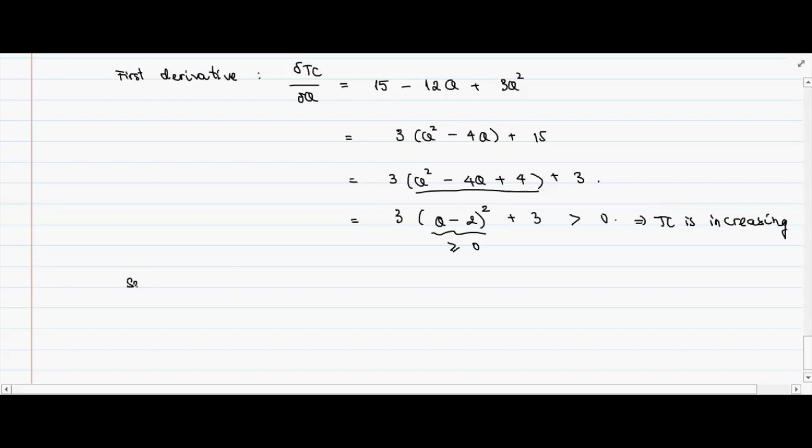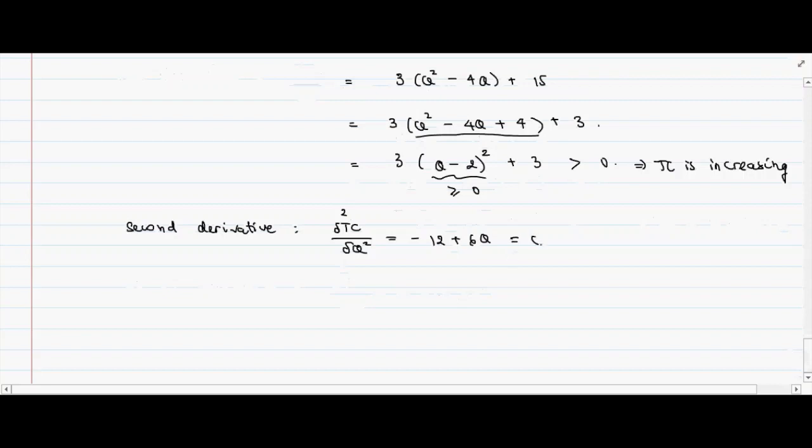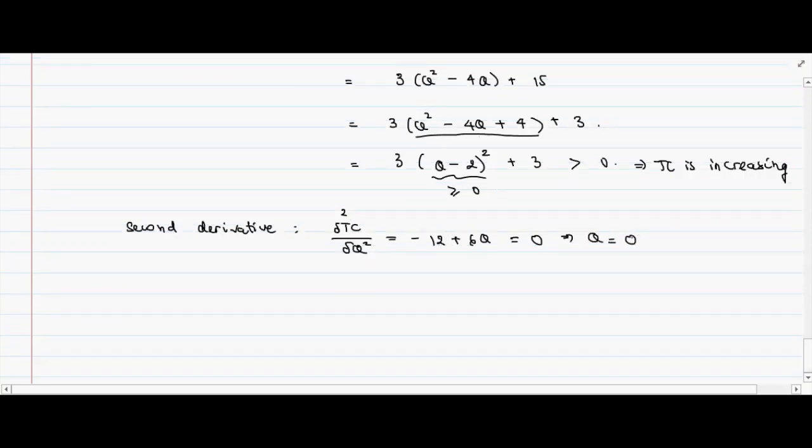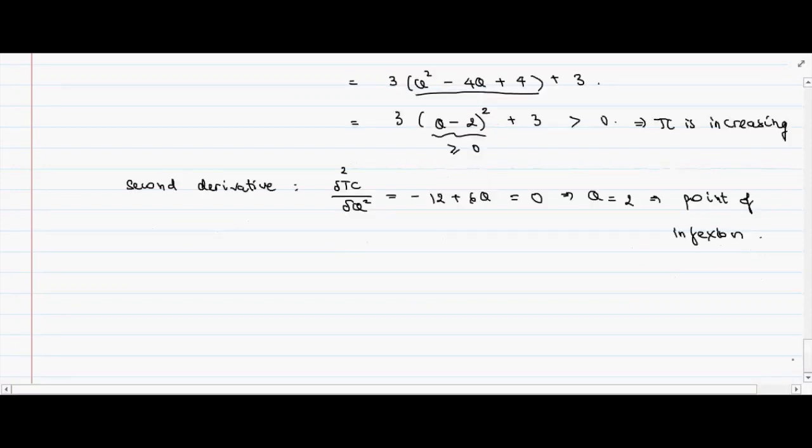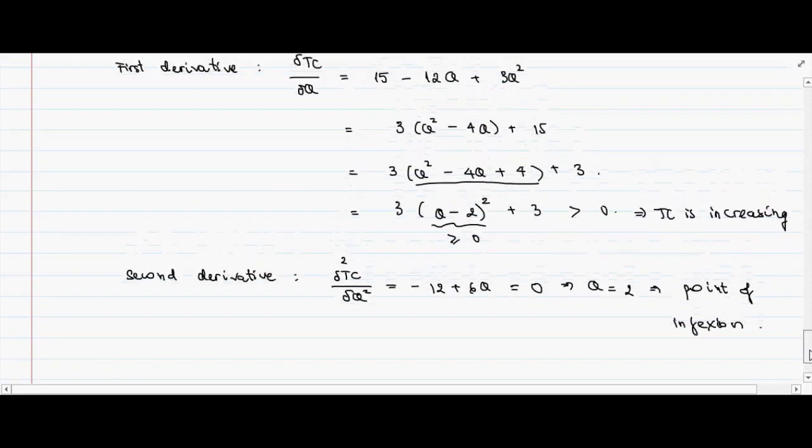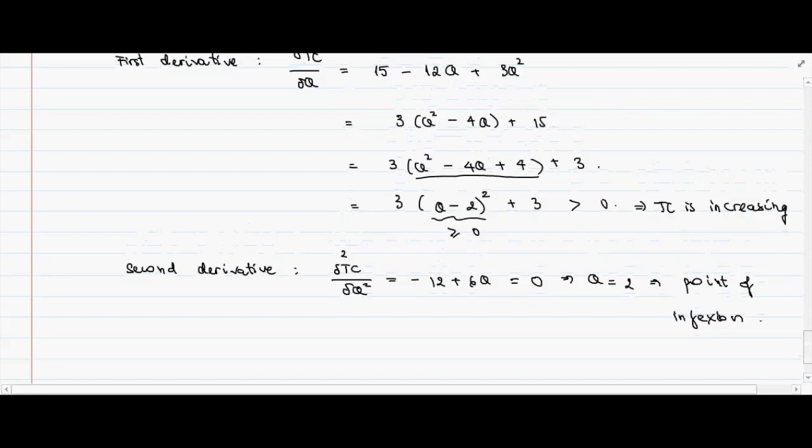Now, if we want to find a second derivative, then if I differentiate again with respect to q, I get negative 12 minus 6q. As you can see, if I make this equal to 0, then q is going to be equal to 2. And this is called the inflection point, just like what we did earlier. So this is the point of inflection. Now we should be able to draw roughly the diagram of the total cost function, knowing that the function is increasing and we got a point of inflection over here.